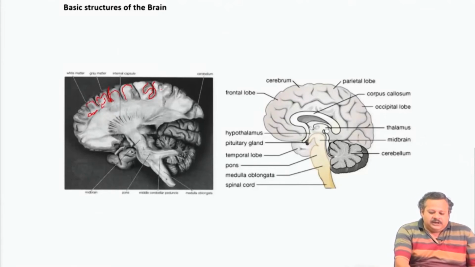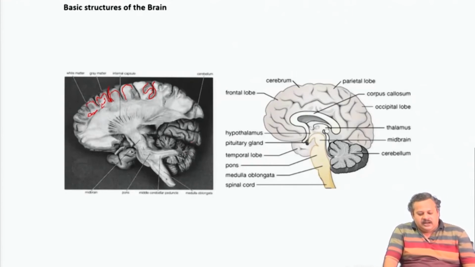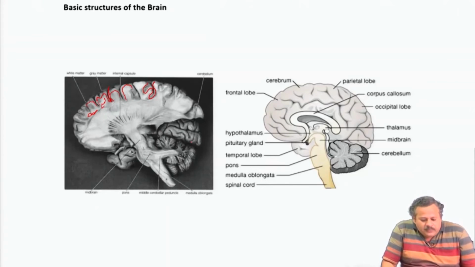The cerebellum is also similar in nature. It also has gray matter and white matter areas, but it has a larger gray matter region compared to what we see in the overall brain.